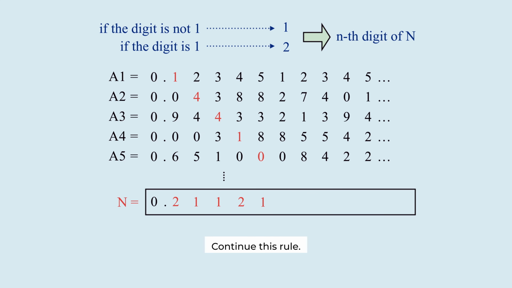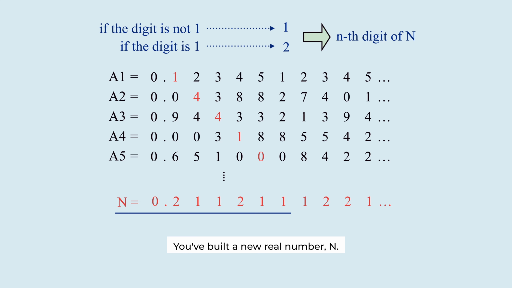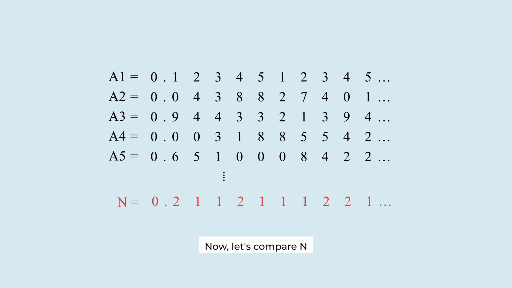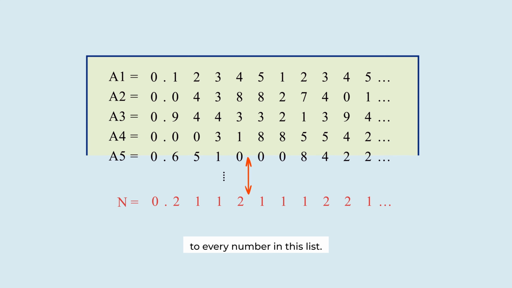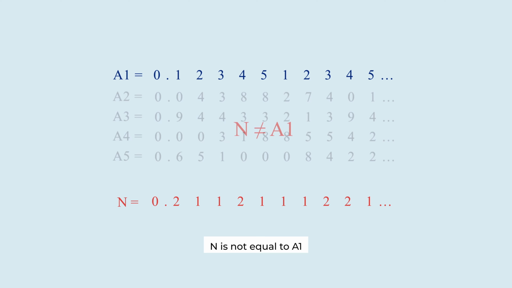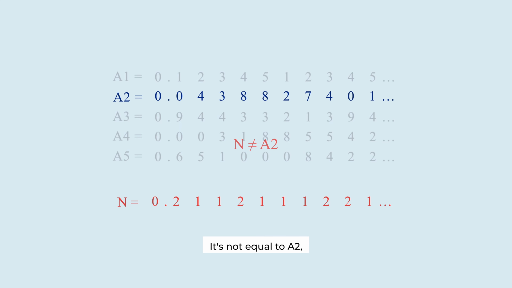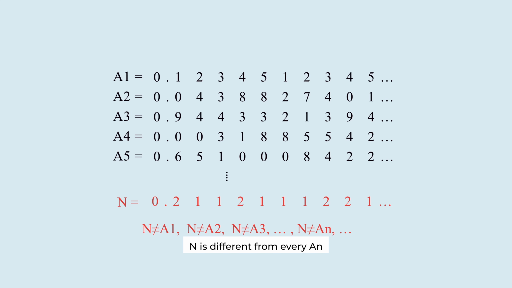Continue this rule. You've built a new real number n. Now, let's compare n to every number in this list. n is not equal to A1 because at least its first digit is different. It's not equal to A2. At least its second digit is different, and so on. n is different from every An at least in one digit.